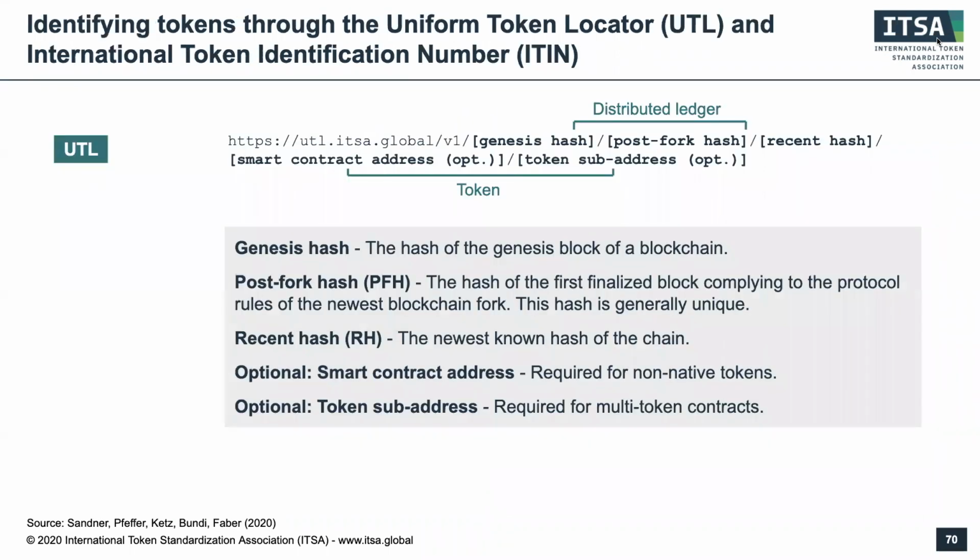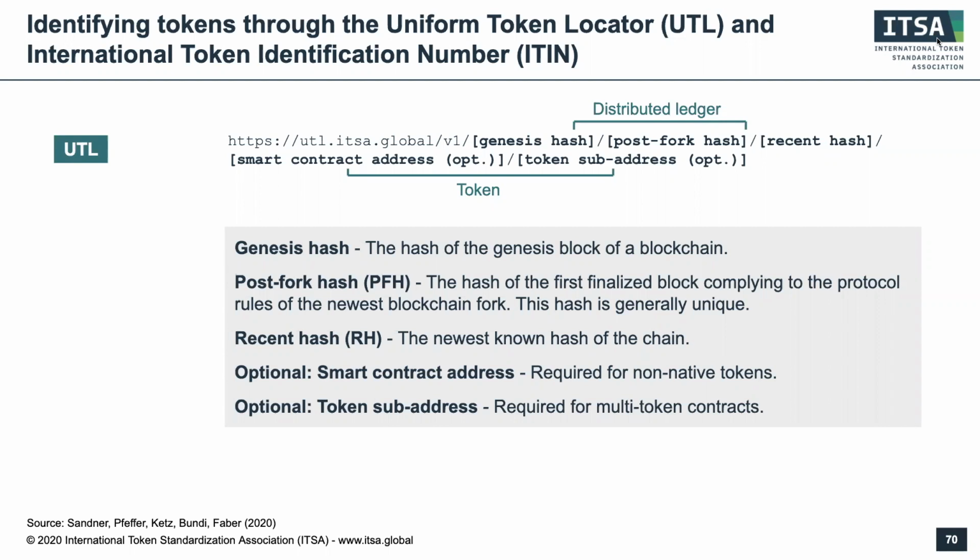This is rooted now in the UTL framework. The UTL has been presented earlier. And again, here as a description, we need to have the genesis hash. That's the hash of the genesis block of the blockchain the token is sitting on, or the distributed ledger. Then we have to have the post fork hash. That's the hash of the first finalized block, which is complying to the protocol rules of the newest blockchain fork.